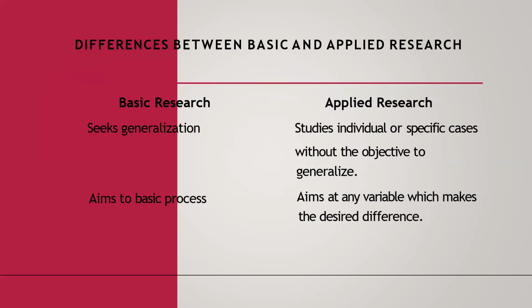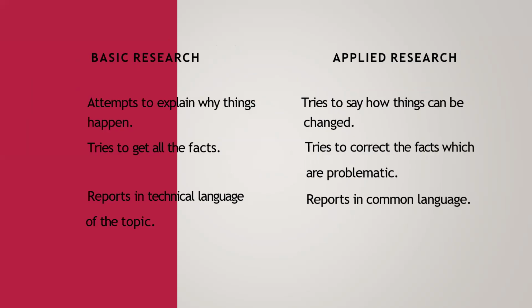Now we study the difference between basic and applied research. Basic research seeks generalization, and applied research studies individual or specific cases without the objective of generalization. Basic research aims at basic processes, and applied research aims at any variable which makes the desired difference. Attempts to explain why things happen are discussed in basic research, and trying to show how things can be changed is done through applied research.